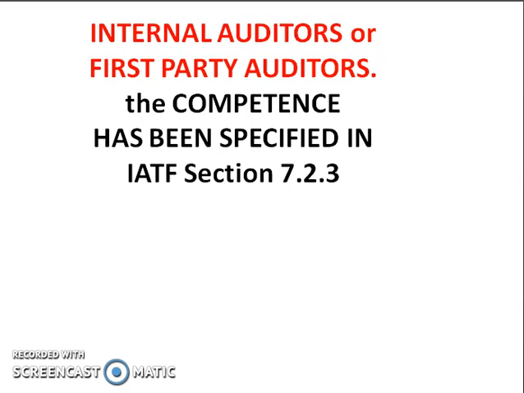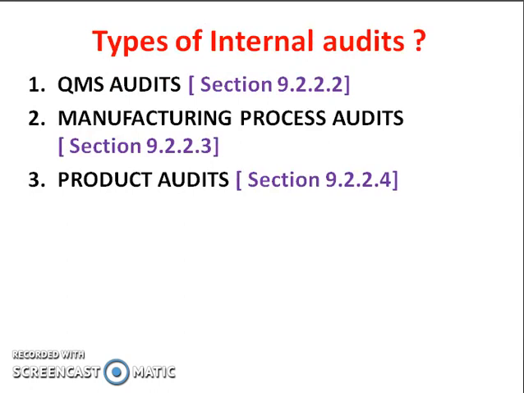So now we are talking about internal auditors as specified in IATF 16949 section 7.2.3. Okay, ready? In the section on internal audits, three types of audits have been described. The first one is QMS audit, second is manufacturing process audits, and third is product audits. If your company is ISO/TS certified, then you already know about all these three types of audits. In this IATF, separate competencies have been defined for QMS audits, manufacturing process audits, and product audits. And today we are going to see exactly that.